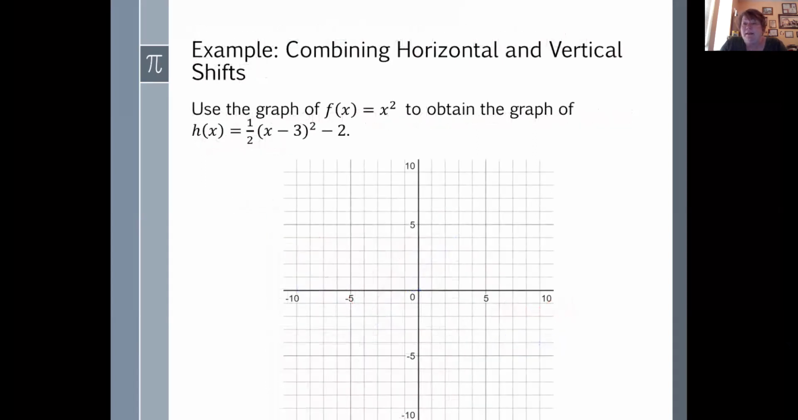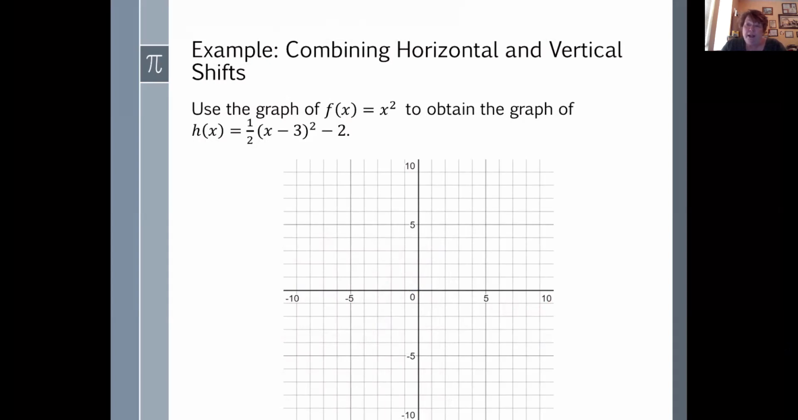Okay, so last but not least, use the graph of f of x equals x squared to obtain the graph of h of x equals 1/2 times (x minus 3) squared minus 2. So now you have shifting and shrinking. And in MyMathLab, this is pretty easy to do. When you start graphing in MyMathLab, it will open a dialog box where you can just type in what shifting is going on, what shrinking or stretching is going on.